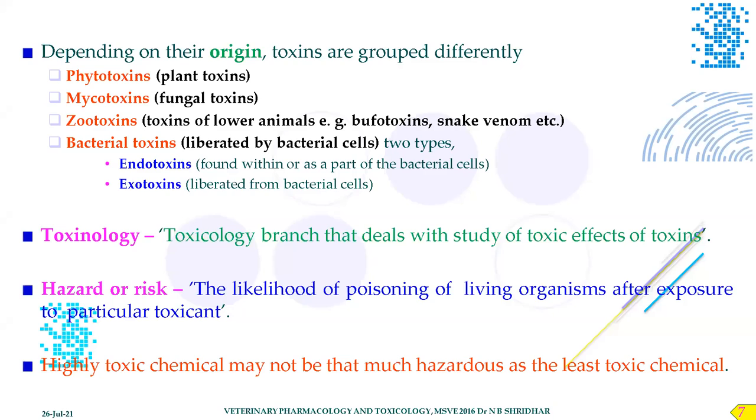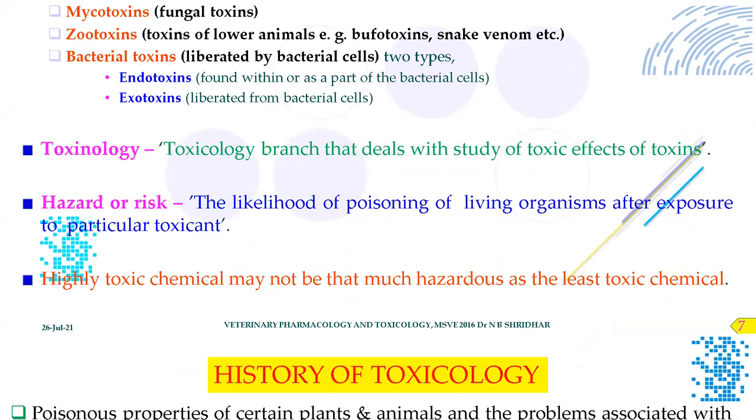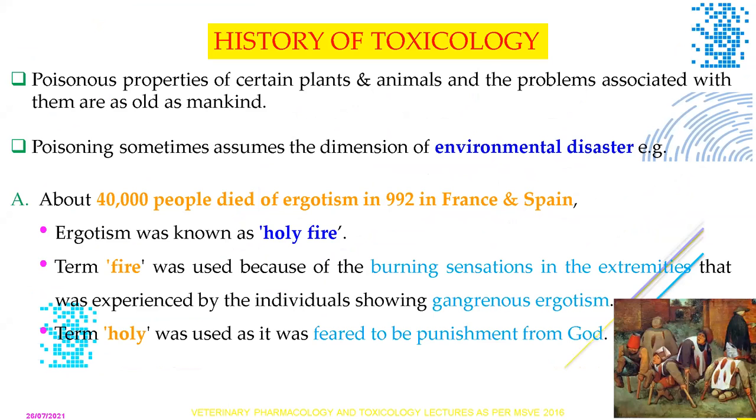Then there is a saying that a highly toxic chemical may not be much hazardous. A marginal difference is that highly toxic chemicals may not be as hazardous as the least toxic chemical. So sometimes highly toxic chemicals may be less hazardous, whereas less toxic chemicals may be highly hazardous. There are varieties of examples for this, and we can study them in future.